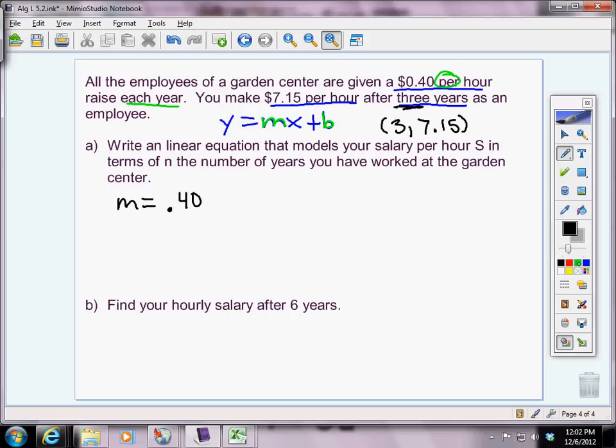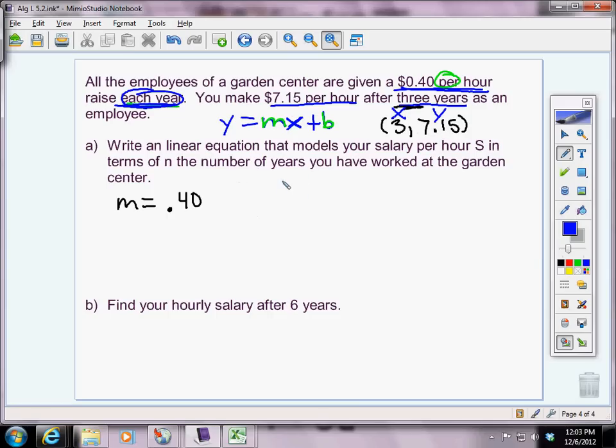Keeping in mind that this is our x value, this is our y value. The reason I put 3 in for x right here is that when I talked it through up here, I get 40 cents per hour each year. I said after 1 year you make 40 cents more, after 2 years you're going to make a total of 80 cents more. So that's our independent variable here, our x. The number of years is what I'd substitute in for x, and that's why I listed the 3 years as the x value and the $7.50 as our y value.